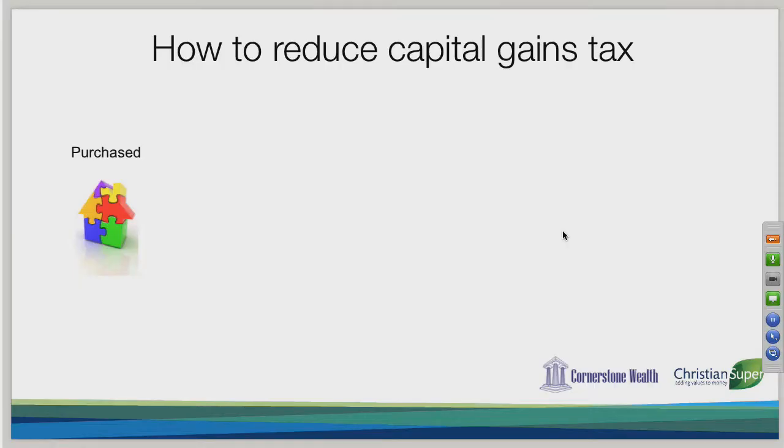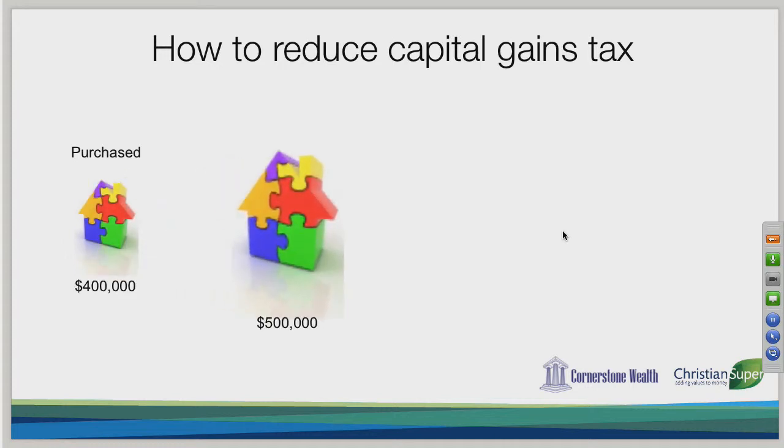It can be an investment property, like a residential investment property or a business property, or it might be shares or some other sort of asset. We're just going to assume that it's a house in this example. So if you purchase a house for $400,000, for example, and it increases in value to $500,000, and then you sell it for $500,000, you bought it for $400,000, then you made a profit of $100,000.